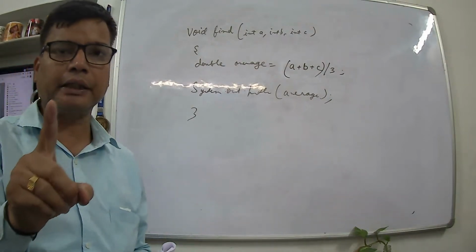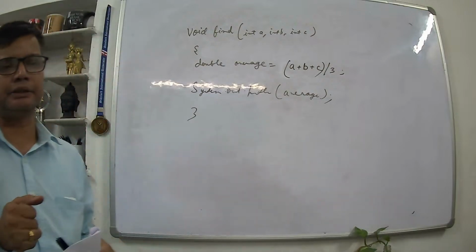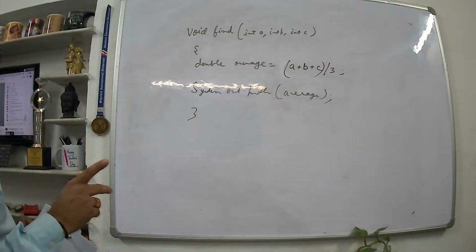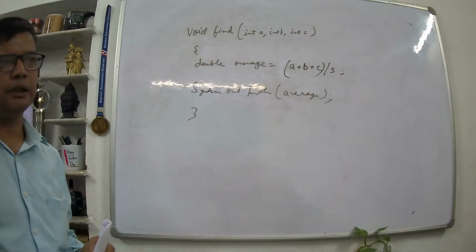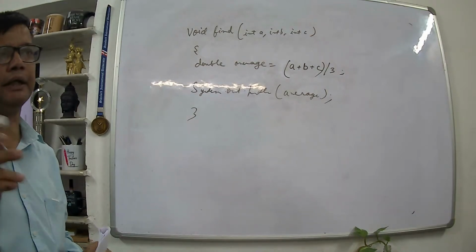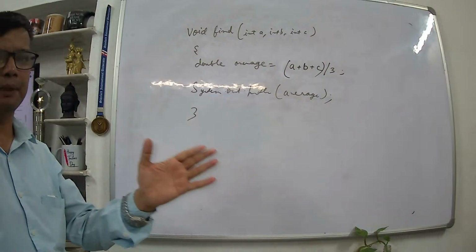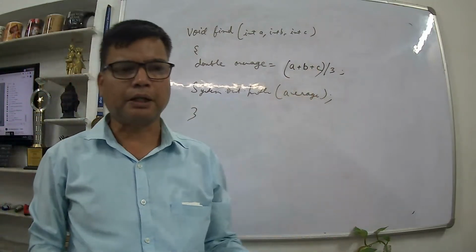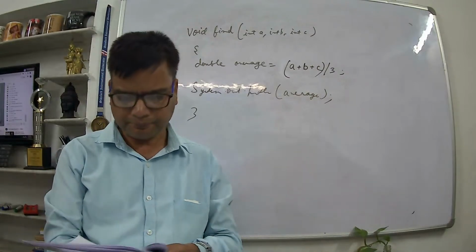If there is a syntax error, the program will not be compiled. Syntax error is detected by the compiler. Runtime error is caused when there is a mistake in the execution. That runtime error is reported by the interpreter, the Java virtual machine. So program will be compiled, but it will not be executed. And when we talk about logical error, program will be compiled, program will be executed, but you will not get the correct output. Okay?